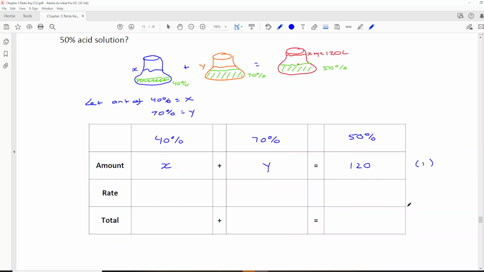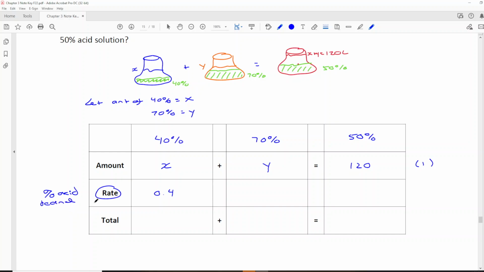Now to figure out equation 2, in this case, I'm going to make it based on how much acid is in the solution. So I'm going to have a rate, which in this case is going to be the percent acid. Whenever you use percentages, you can't put 40 in here because 40% actually means 40 out of 100. So here I'm going to put 0.4. Always put your percent acid as a decimal.